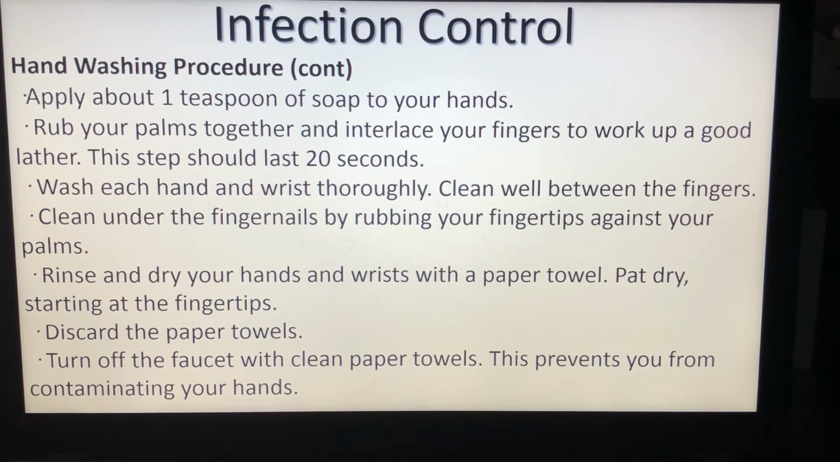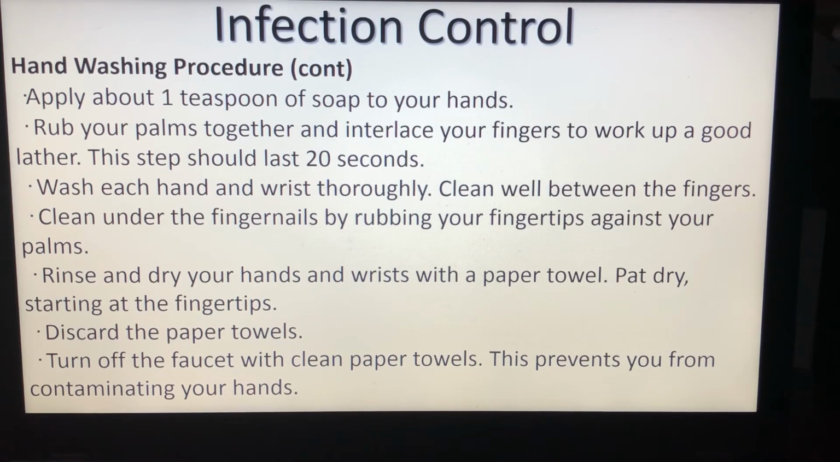Wash each hand and wrist thoroughly. You want to clean between the fingers, clean under the fingernails by rubbing your fingertips against your palms. Rinse and dry your hands and wrists with a paper towel. Pat them dry, starting with the fingertips and working your way up to the part where you stopped cleaning. And then discard the paper towels. You want to turn off the faucet with a clean paper towel so that you're not recontaminating your hands.